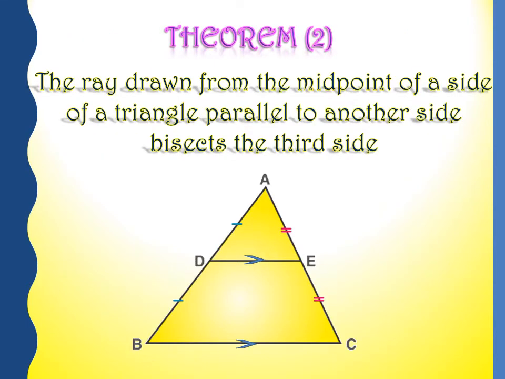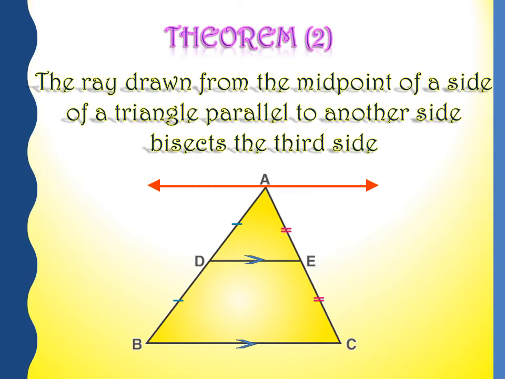Theorem 2. The ray drawn from the midpoint of a side of a triangle parallel to another side bisects the third side. About the proof of this theorem, we can draw a construction straight line parallel to the opposite side in the ray drawn.